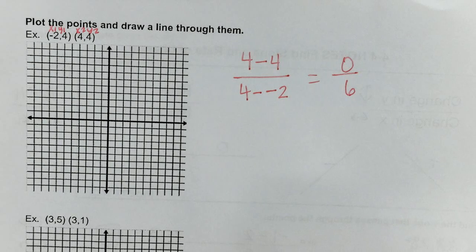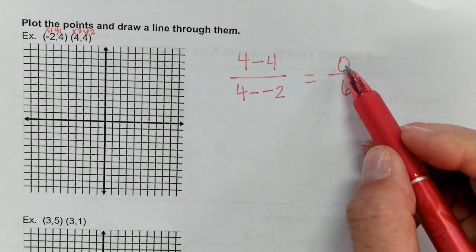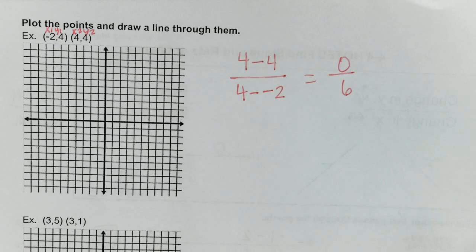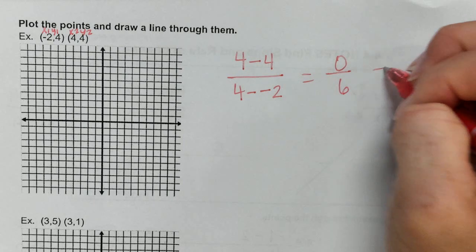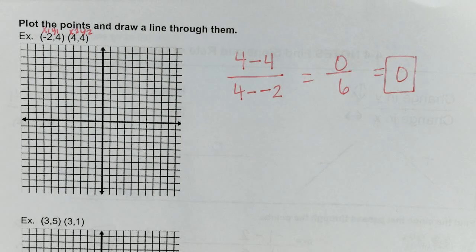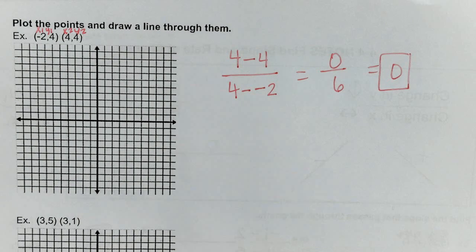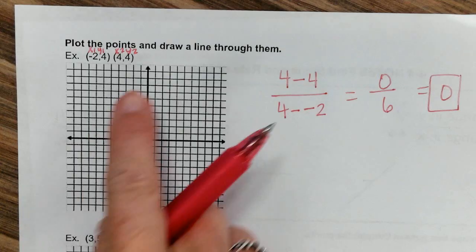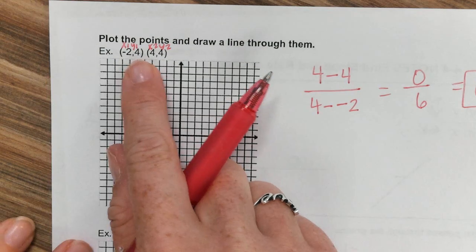6. Can you have 0 as a numerator? Yes. Can 0 be the top number of a fraction? Yes. What is 0 divided by 6? 0. We just watched a video on slope. What does a 0 slope look like? A straight flat line horizontally, yes? So if I graph these 2 points, it's going to make a horizontal line. So go graph them so that you can see.